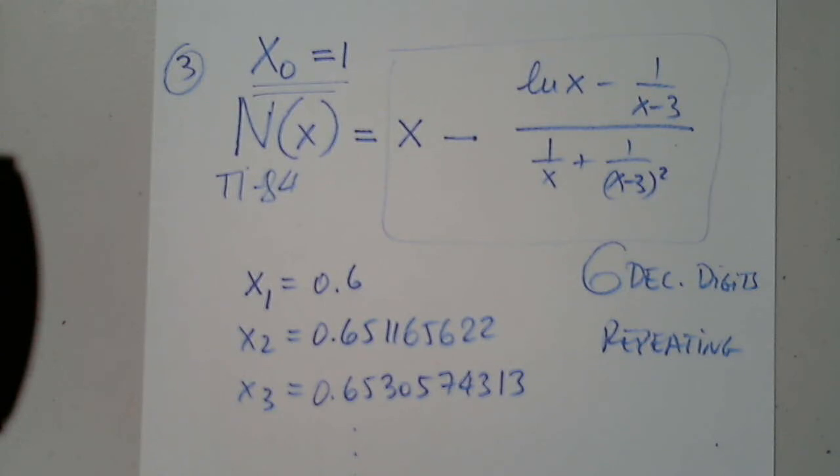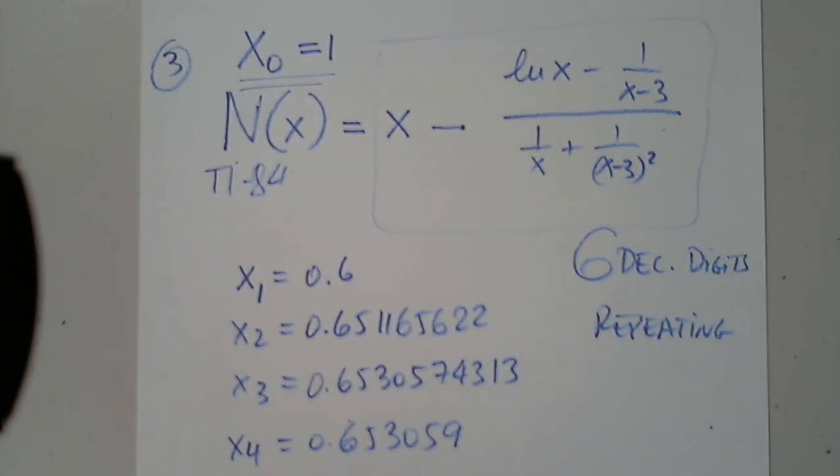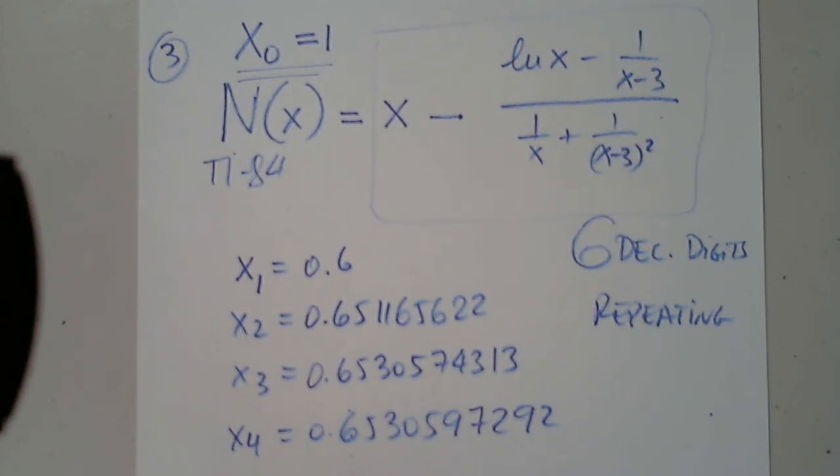Click, click, enter. My x sub 4, 0.653059. So I have 5 digits repeating. I need one more. Okay? So 597292. 7292. And this was the next one I shouldn't copy because it will be identical. Click, click. Everything. So I don't have to continue.